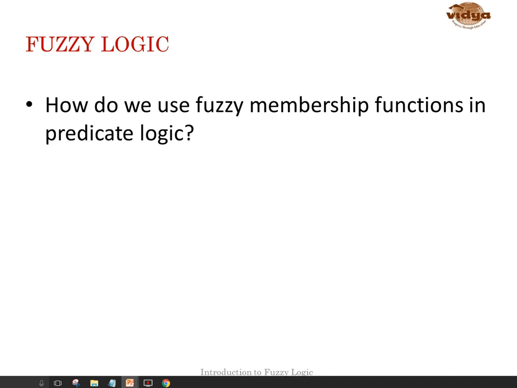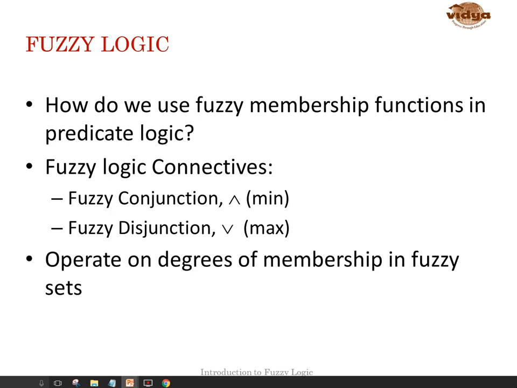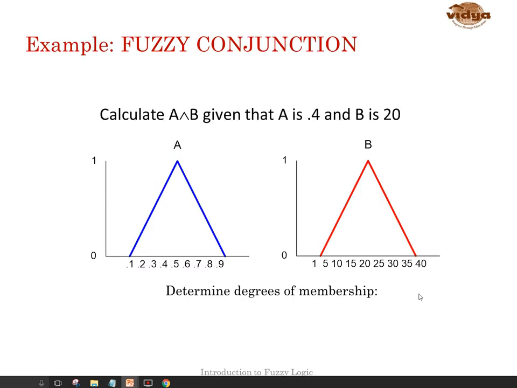How do you use fuzzy membership functions in predicate logic? They are used based on two conditions, conjunction and disjunction. The minimum is nothing but the AND operation. The disjunction is the OR operation. Let's take fuzzy sets A and B with these representations. Here A and B are represented like this.